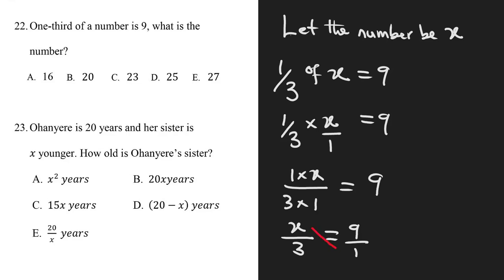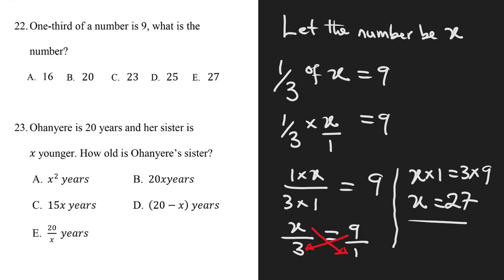So we're going to have x times 1 and 9 times 3. So we're going to have what? x times 1 is equal to 3 times 9, right? x times 1 is x, equal to 3 times 9 is 27, right? So our x is 27. So let's check our option. Do we have anything like 27? Of course, it is E. So the correct answer is E, number 20. So let's move to the next question.